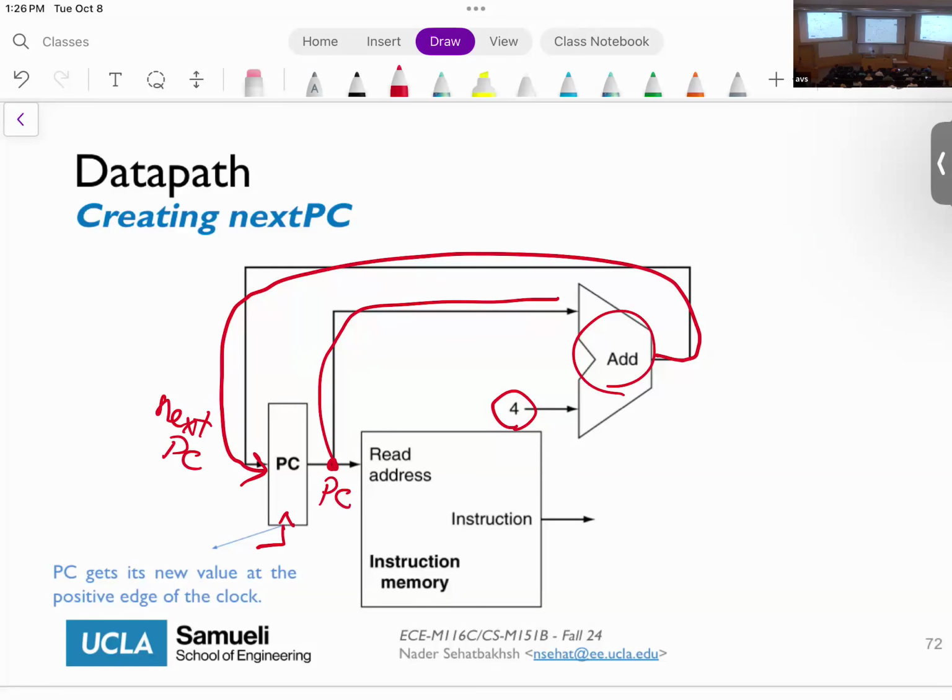So this is what we call PC. This is what we call next PC, okay? So my PC, I'm going to add it to 4, and connect it back to the PC. Next time the positive edge comes, PC becomes next PC, which in this case is PC plus 4. So for now I'm just going to do PC plus 4, PC plus 4.